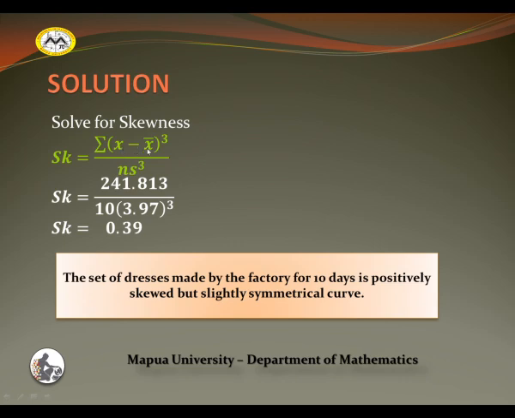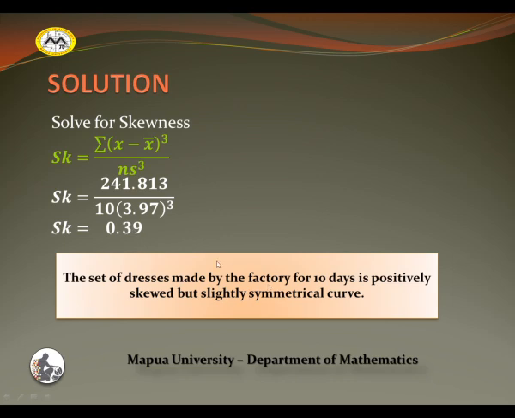We can now find the skewness first, which is equal to the sum of the score minus the mean raised to the cube, divided by n, divided by s cubed. S here refers to the standard deviation. From the table, the sum is 241.813 divided by 10 for the number of dresses, and then the standard deviation is 3.97 raised to cube. Then using your calculator, the skewness is 0.39.